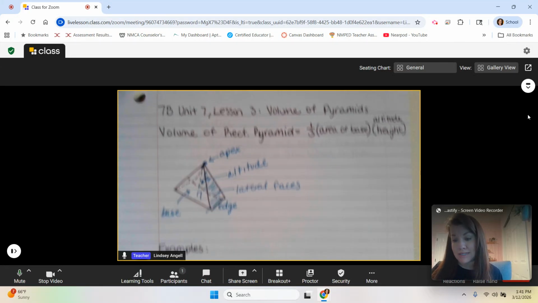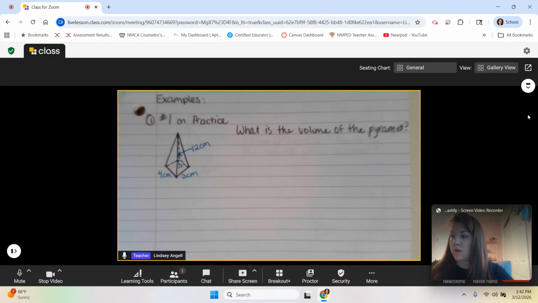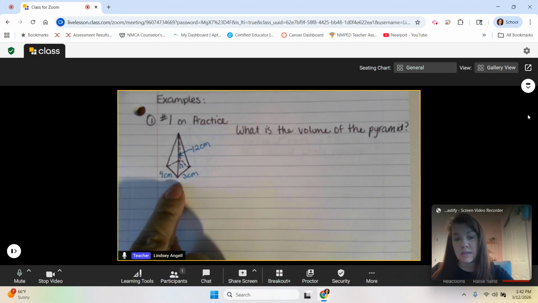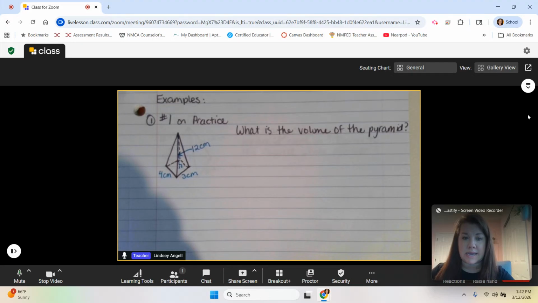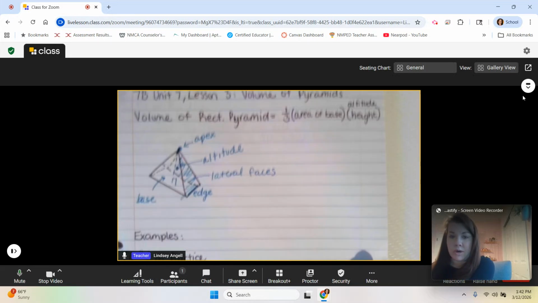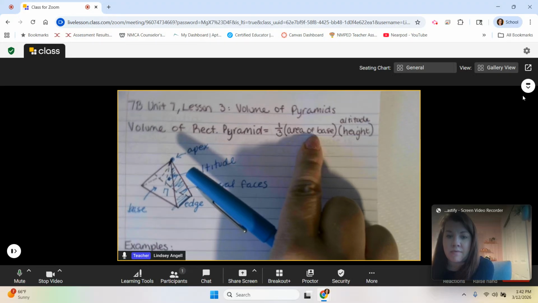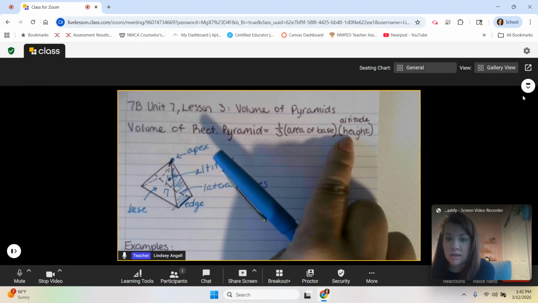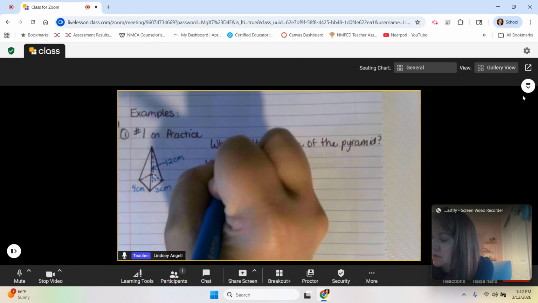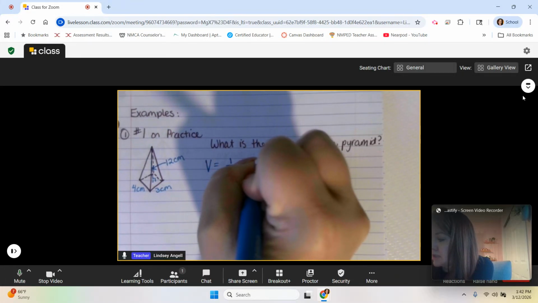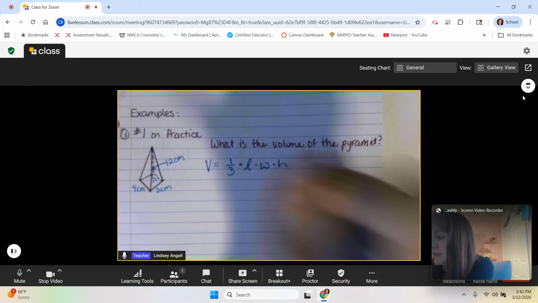Okay, so let's practice. Number 1 is also number 1 from your practice. They gave us this pyramid. I tried my best to draw it. Hopefully you can kind of get an idea. It says, what is the volume of the pyramid? Well, remember, we're doing 1/3 times the area of the base, which is a rectangle, so that's just length times width, and then multiplied by the height. So its volume is equal to 1/3 times the length times the width times the height.